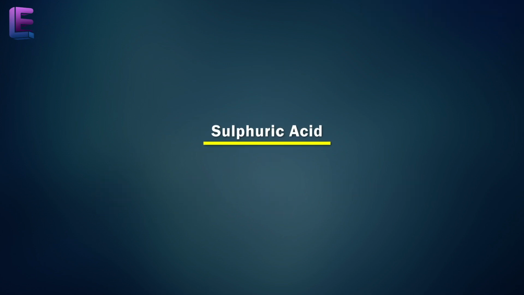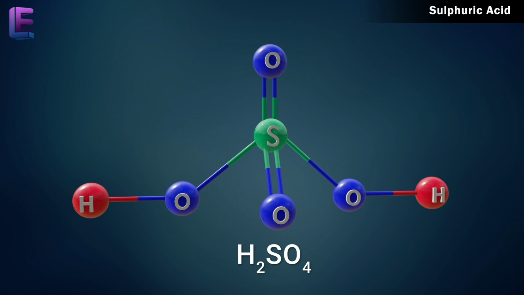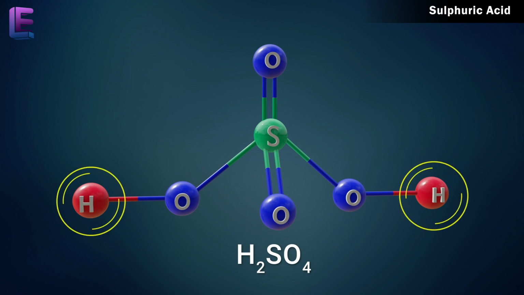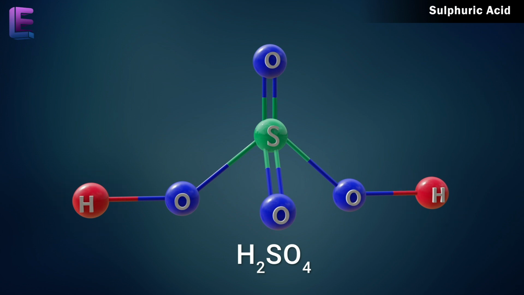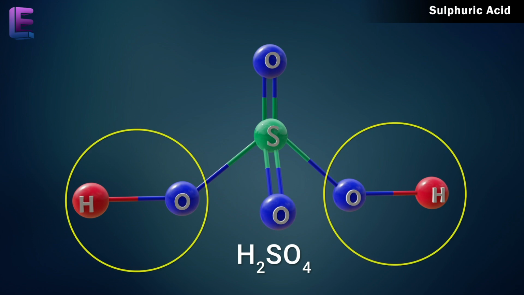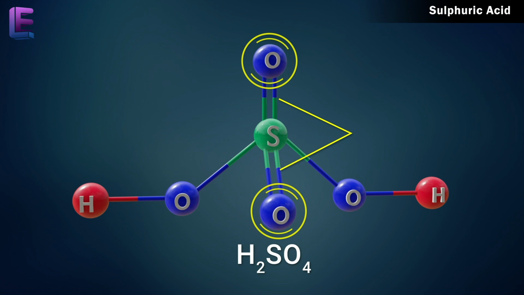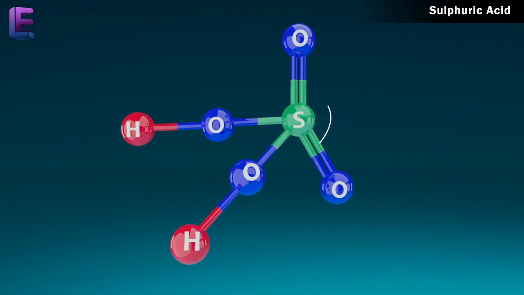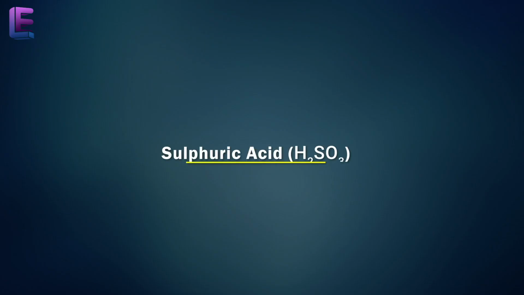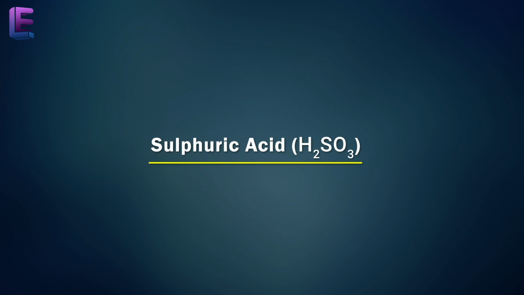Sulfuric acid, H2SO4. H2SO4 is a diprotic acid. It ionizes to give 2 protons. In sulfuric acid, the remaining 2 oxygens form pi bonds with sulfur. Therefore, sulfuric acid exhibits tetrahedral geometry. The O=S=O bond angle is greater than the OH-S-OH bond angle.